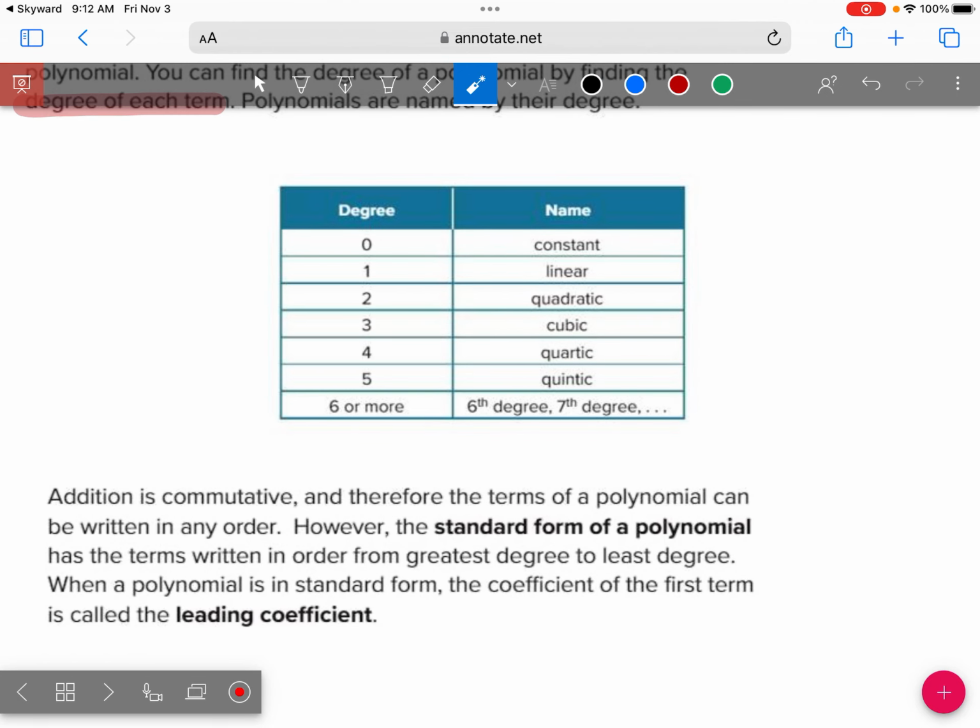And then the second thing we're going to talk about today, so we're talking about three things. We're going to classify it and put it in standard form. So when you put it in standard form, can you underline where it says for standard form, you have to put them in order from highest to lowest. And then after you put it in order, the first term is your leading coefficient, but it has to be in order to identify the leading coefficient.